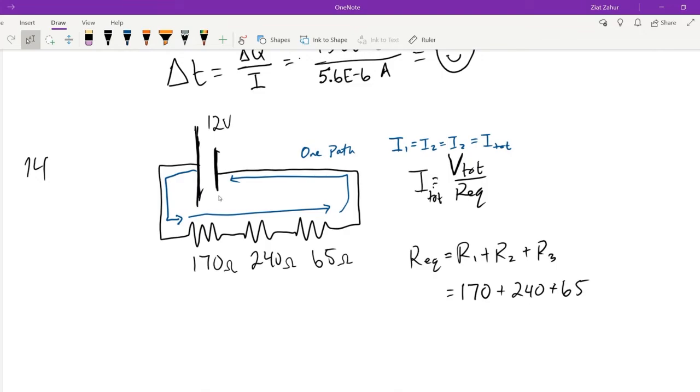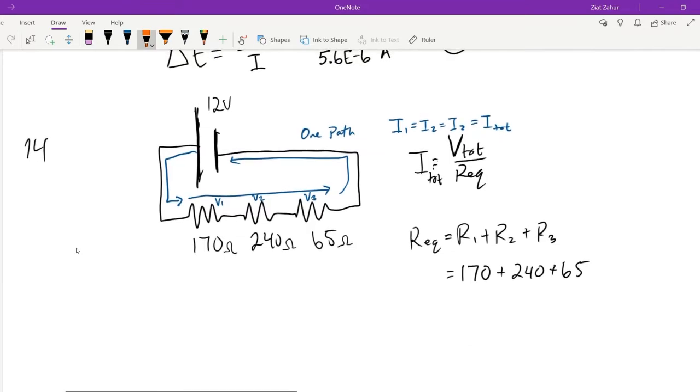The second part says, what is the voltage across the resistor 170? Now we're looking for individual voltages. Let's call this V1, V2, V3. And so if we're looking for individual voltages, then use individual values. V1 must equal I1 times R1. Now, all the I's are the same, so whatever answer you got for the first part, multiply by the individual resistor.